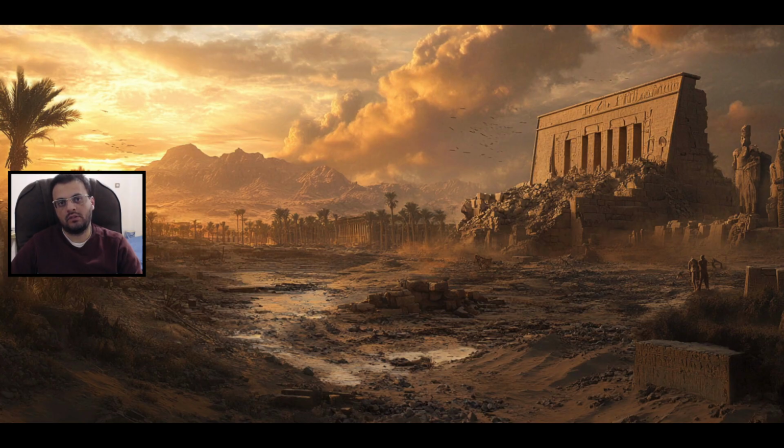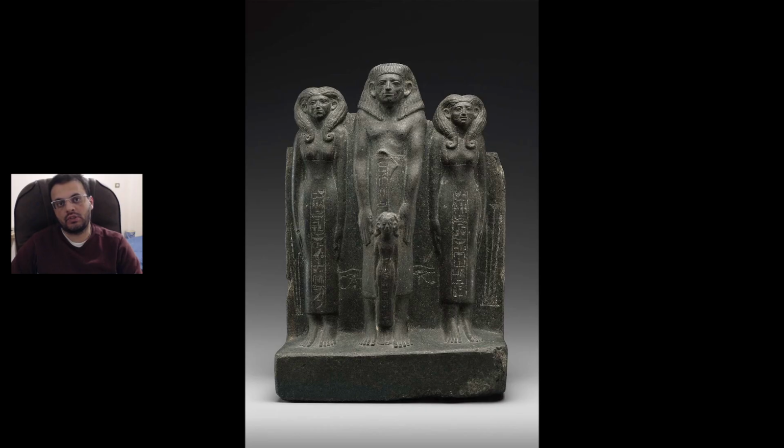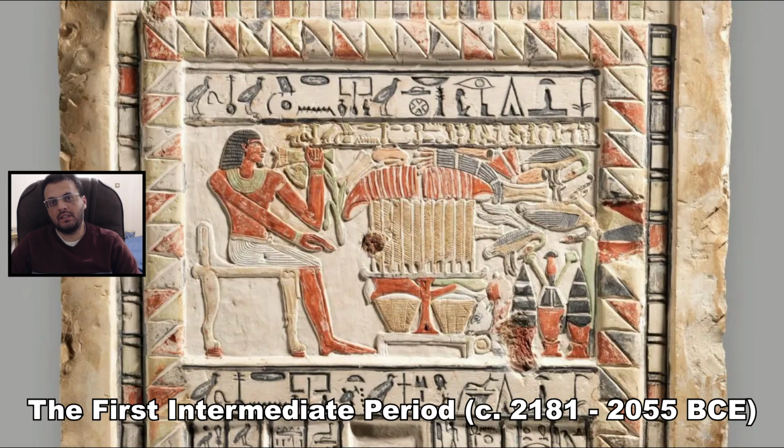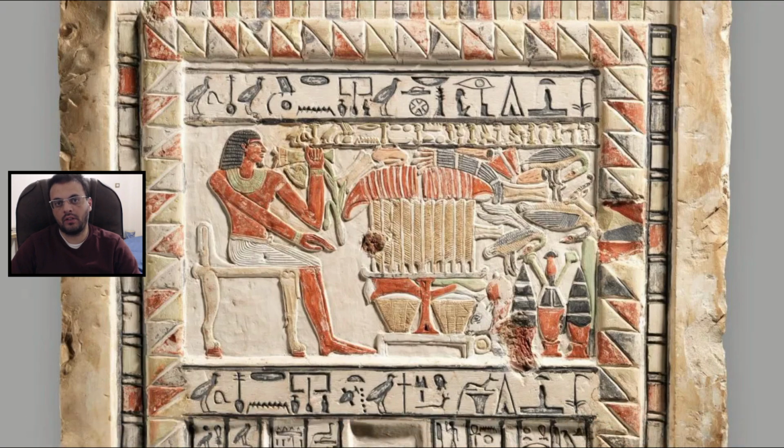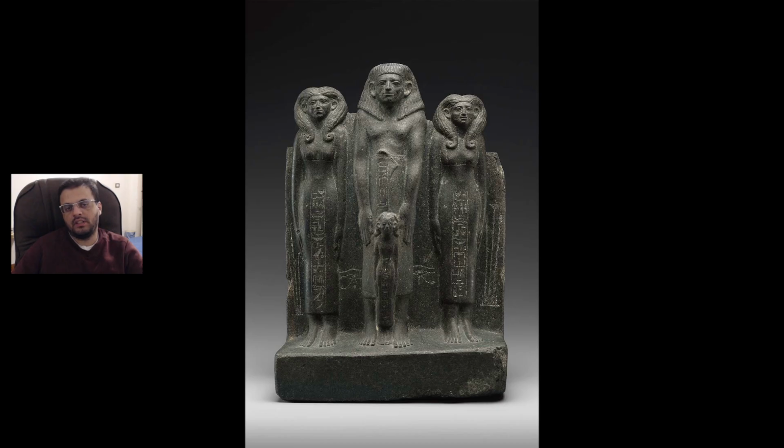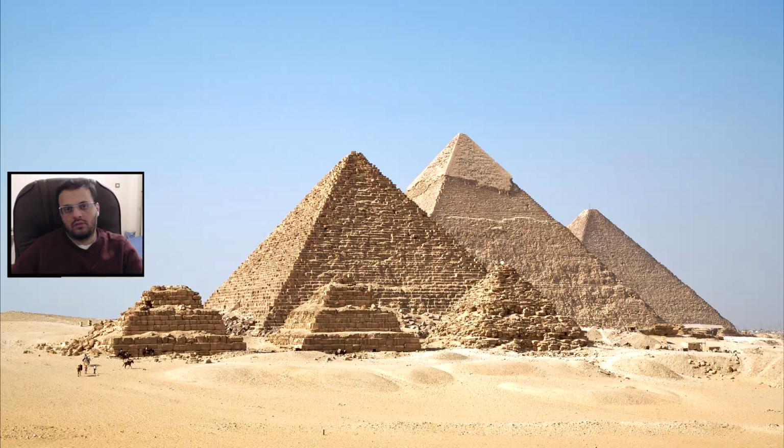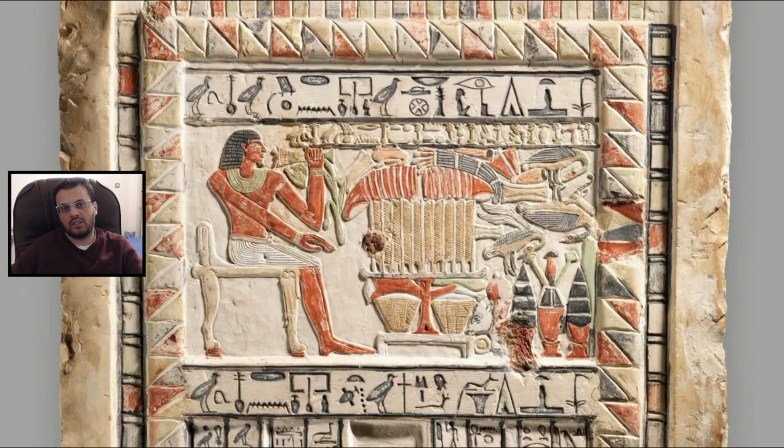So by the year 2181 BCE, the Old Kingdom collapsed and Egypt fell into chaos, and nomarchs took control of their regions. This marked the beginning of the First Intermediate Period of Egypt, a time when Egypt was divided and no single pharaoh ruled the entire land. That period is basically called a time of chaos. Remember when the Old Kingdom was called the Age of Pyramids? The First Intermediate Period was a time of chaos.